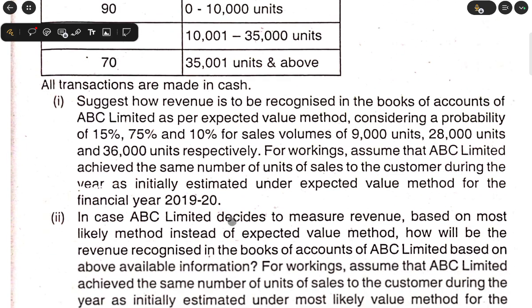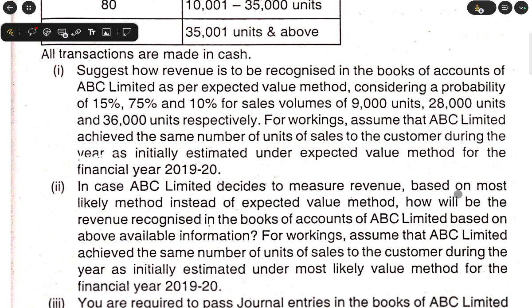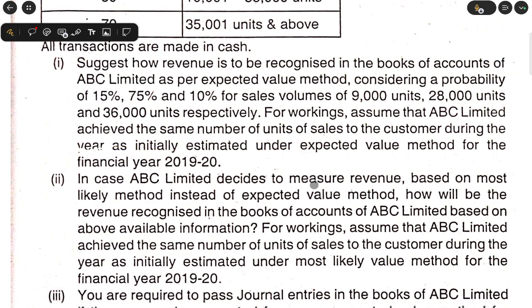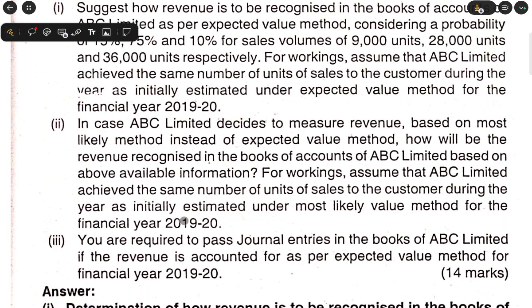For working, assume that ABC Limited achieved the same number of units of sales to the consumers during the year as initially estimated under the expected value method for the financial year 19-20. In case ABC Limited decides to measure the revenue based on the most likely method instead of the expected value method, how will the revenue be recognized in the books of accounts of ABC Limited based on the above available information?